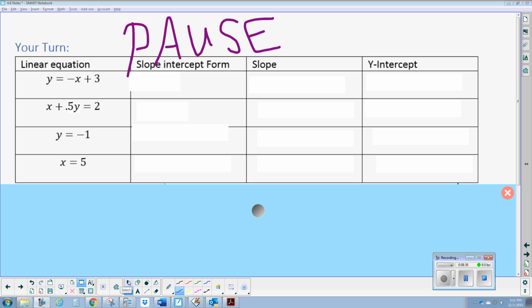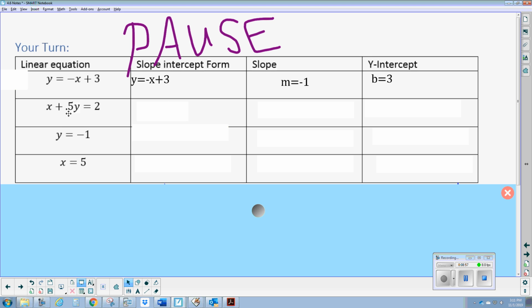Okay, let's look at this first example, y equals -x plus 3. That's already in slope-intercept form, so nothing we need to do with that. The slope of this is -1 because it's -1 times x. The y-intercept is 3, that's our b. We're adding 3 to the -x.